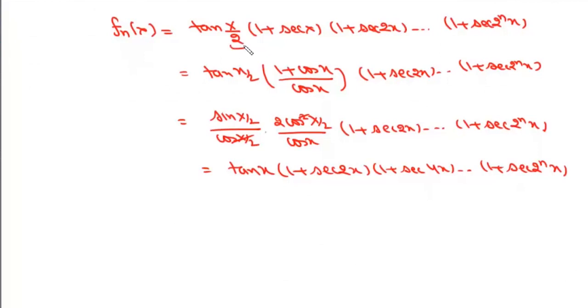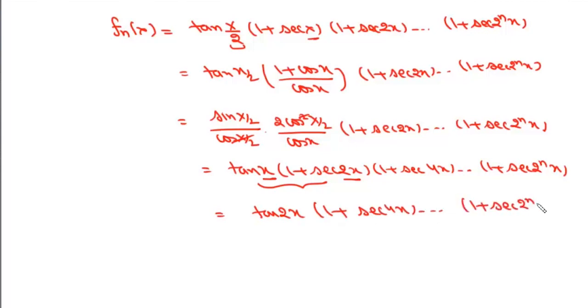Now here it was x/2 and x, and here it is x and 2x. So situation is same. It is going to be tan 2x and then (1 + sec 4x) up to (1 + sec 2ⁿx). Again situation is same, so it will be tan 2²x, and it will continue till the end where it is going to be tan 2ⁿx. So this fₙ(x) is tan(2ⁿx).